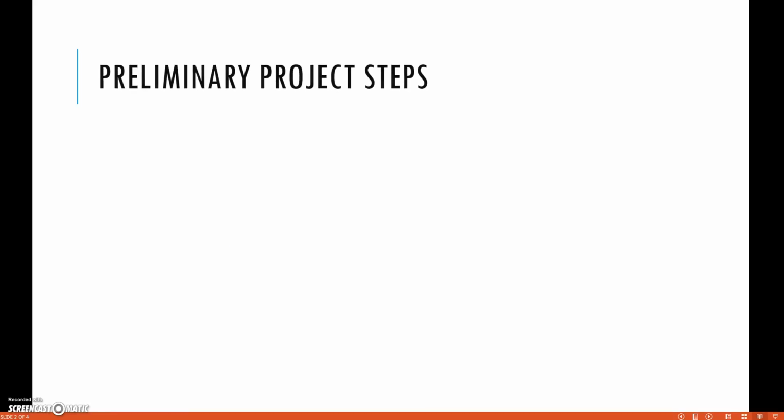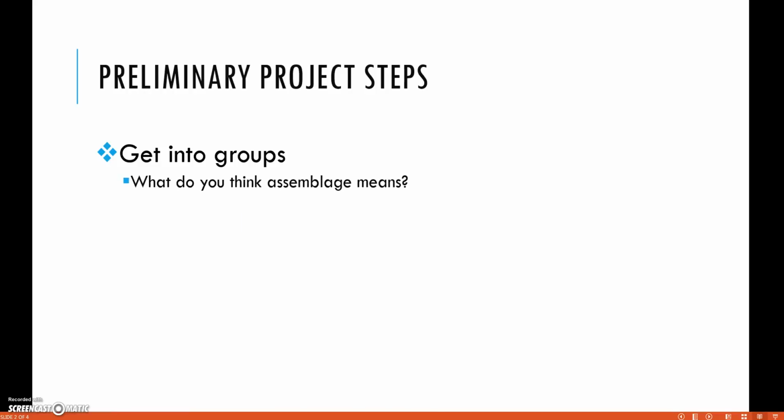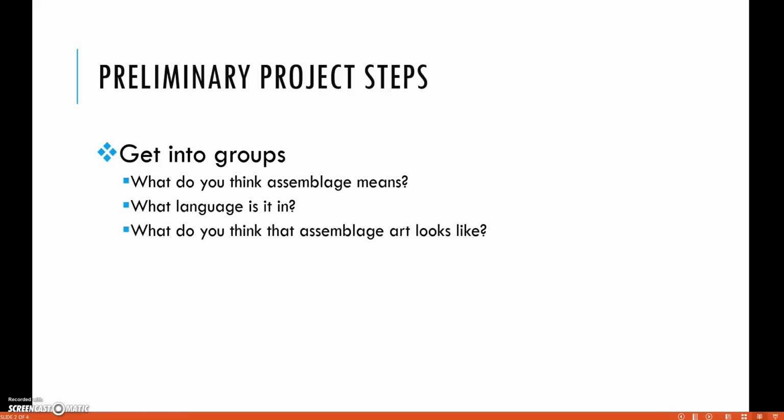So our preliminary project steps are: first, we are going to be getting into groups. Students will get into groups and discuss the word assemblage. What do you believe that assemblage means? What language do you think the word is in? And what do you think that assemblage art might look like? So you're going to answer those questions in your group from your previous knowledge.